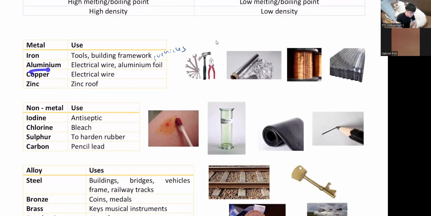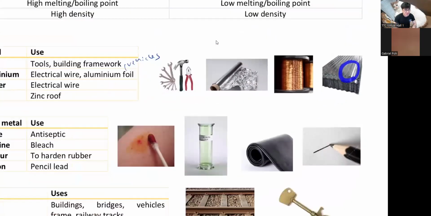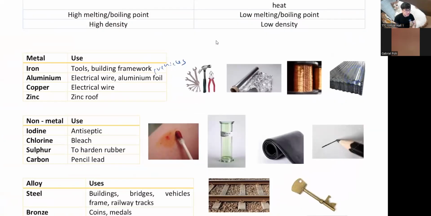And then aluminum, we use it for wire or foil. This is the aluminum foil. Copper, there's only one use. We use it for wire because it's a very good conductor of electricity. Zinc, we use it for roofs. I'm sure you have seen this kind of roof before. This is your zinc roof. Really noisy when it rains.